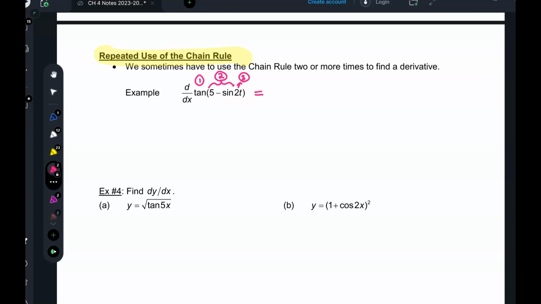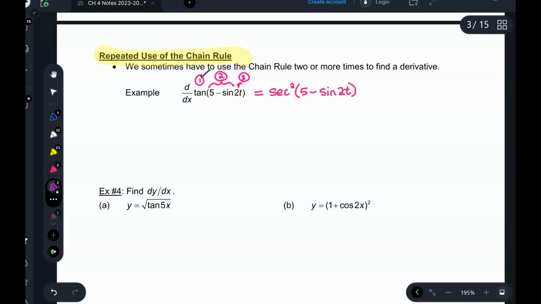The way it works is just like the one-step case. We do the derivative of the outside and keep the inside the same. That's our first step. So what's the derivative of tangent? Secant squared. Keep everything inside the same. I'm going to check mark: step 1 is done.